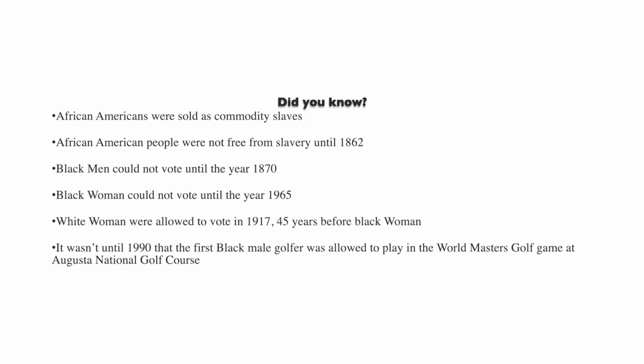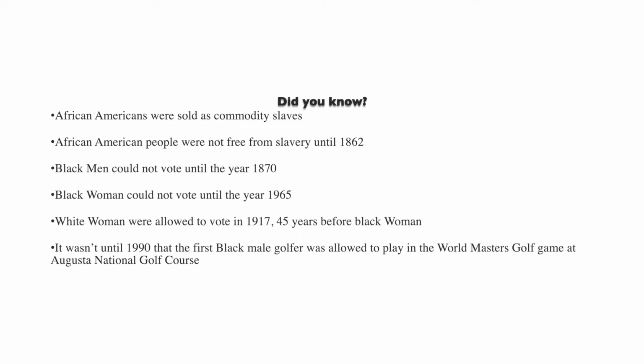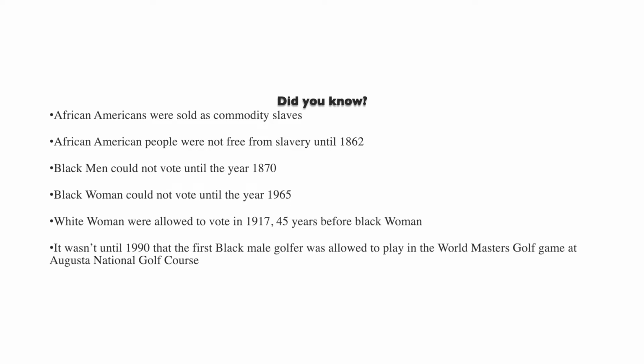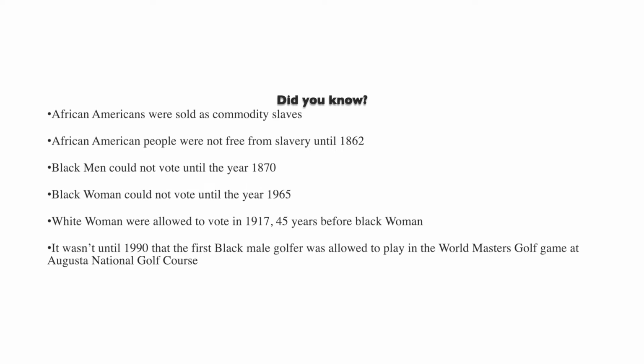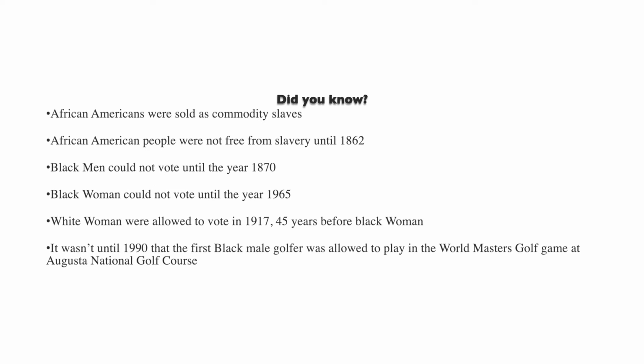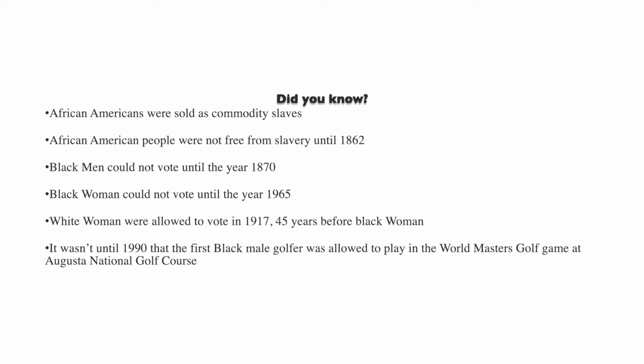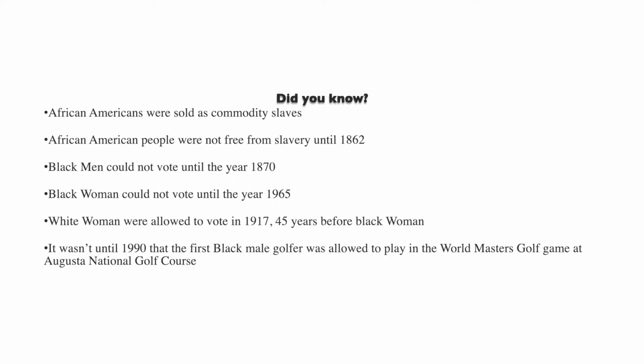Did you know? African Americans were sold as commodity slaves. African American people were not free from slavery until 1862. Black men could not vote until the year 1870. Black women could not vote until the year 1965. For reference, white women were allowed to vote in 1917. That's 45 years before black women were allowed to vote.